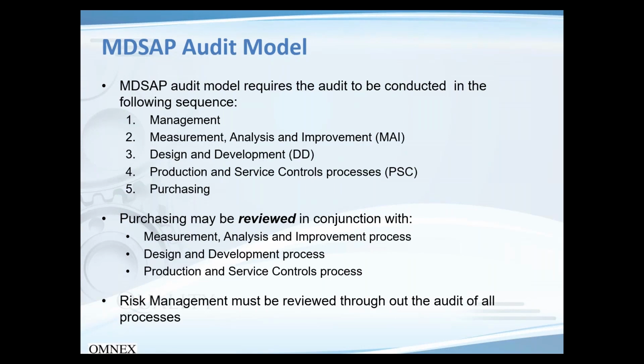Once we do that, we go and audit the measurement, analysis and improvement process. Once we understand how the measurements and risk analysis come into that, and how the improvement activities are taken into consideration by top management, the next one we would audit is the design and development process. Once we understand how the product is designed and the process is developed, the auditor moves on to the products and service control processes, or PSC. And purchasing is audited last in the MDSAP model.